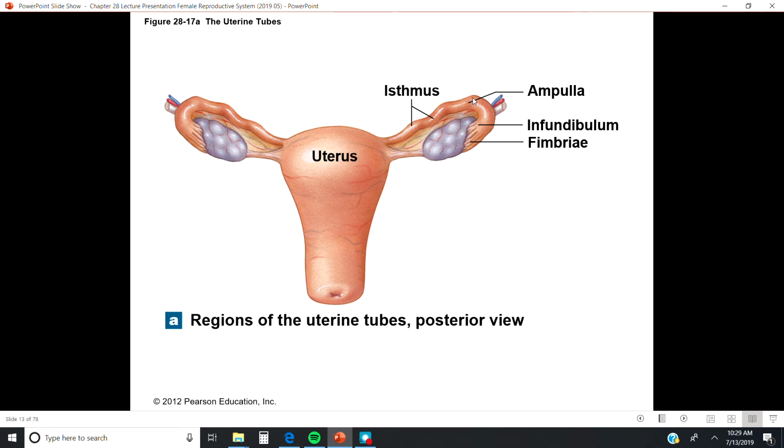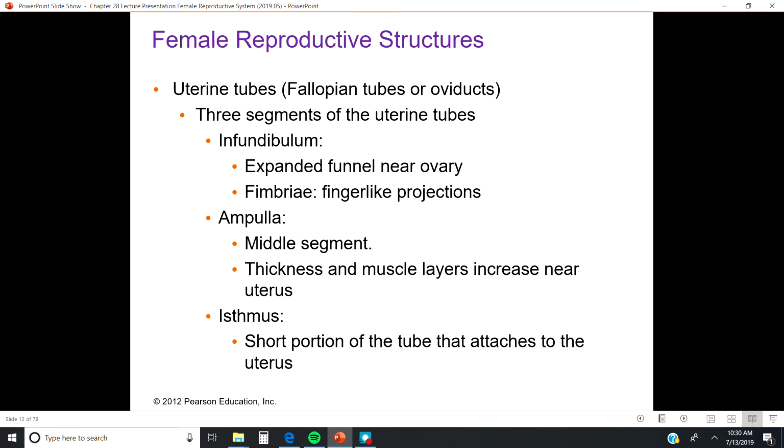This area here is going to be the ampulla. Now this is actually the site where usually fertilization takes place, and then this narrow part over here, where the fallopian tube or the ovarian tube attaches to the uterus, this is the isthmus. So those are the 3 regions I'd like you to know: infundibulum, the ampulla, and the isthmus. And then attached to the infundibulum is the fimbriae.